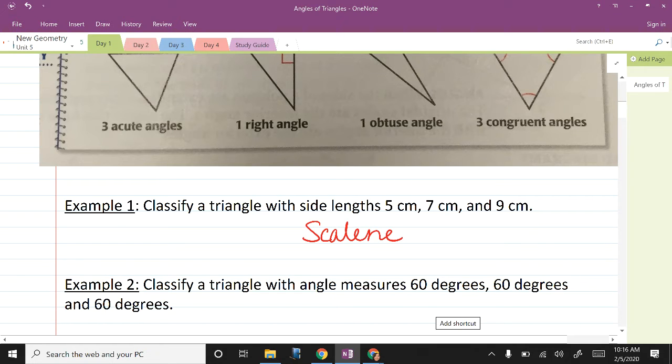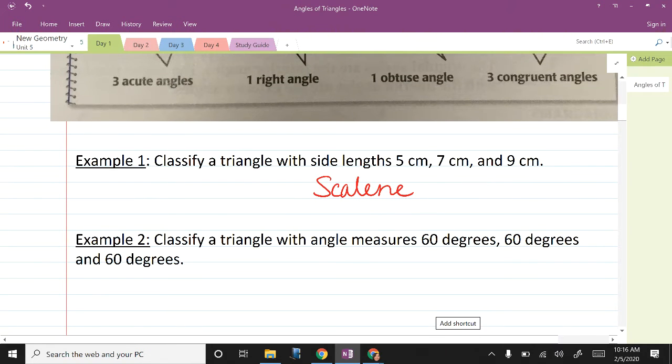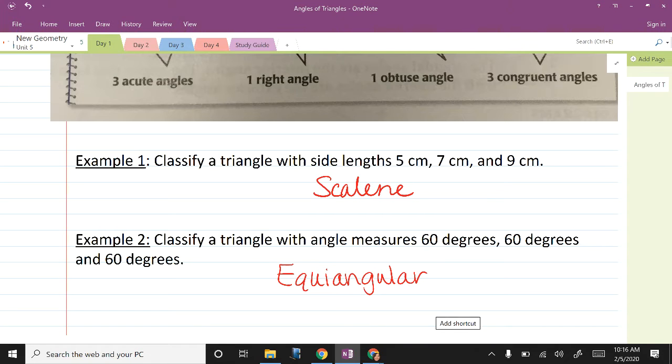Any questions about that? This next one. A triangle with angle measures 60 degrees, 60 degrees, and 60 degrees. Equiangular. If it's same side lengths, it's equilateral. If it's same angle measures, it's equiangular. So any questions about those? Okay.